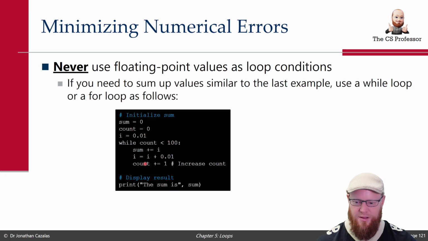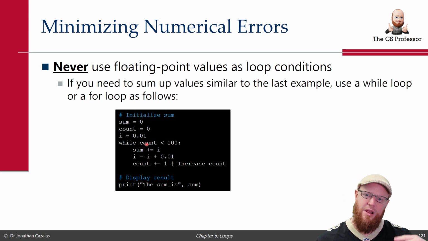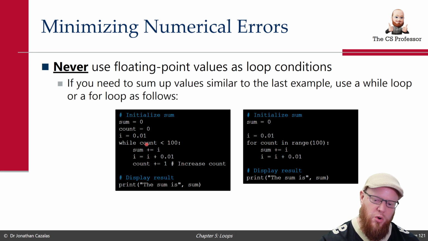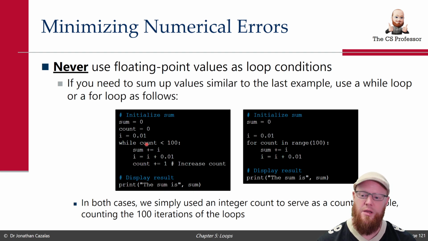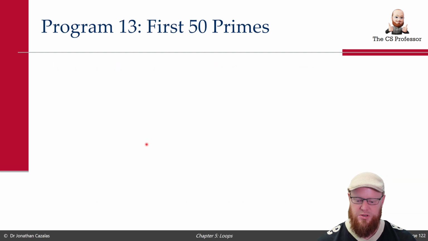Starting at 0.01, we increment I by 0.01 each time, but we're not using that I value here within this while loop. Instead, with the while condition, we have a separate counter. We recognize that we're really looping 100 times, so let's just loop that 100 times with an integer counter, which I could have done here with a while loop, or here's a similar solution with a for loop. Either one of those would work. The takeaway: never, ever use floating point values as a variable in a condition within your loops.